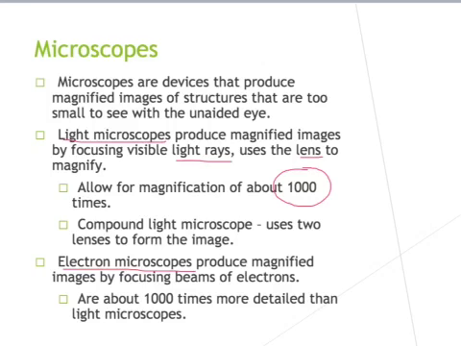Again, light microscopes use light rays and lenses. We also have a compound light microscope, which is 2 lenses. So when we think of compound, 2 or more, and that's what a compound light microscope is, 2 or more lenses.